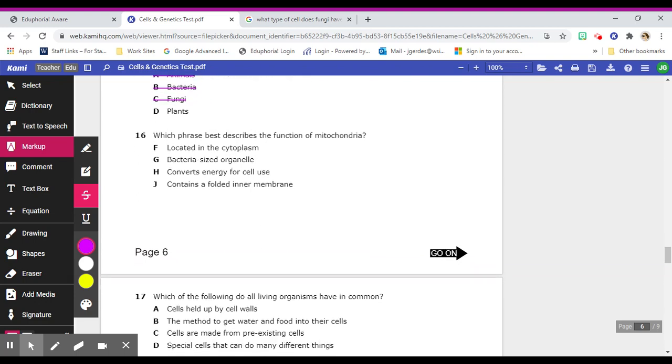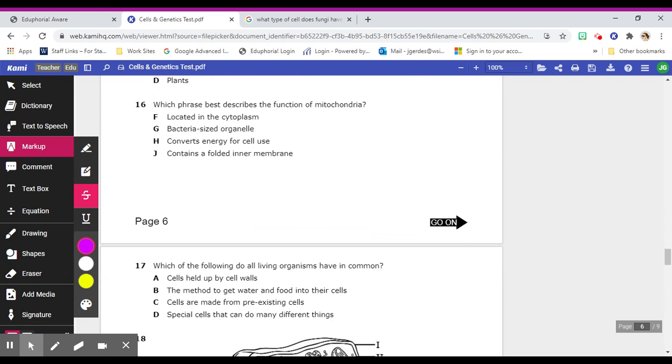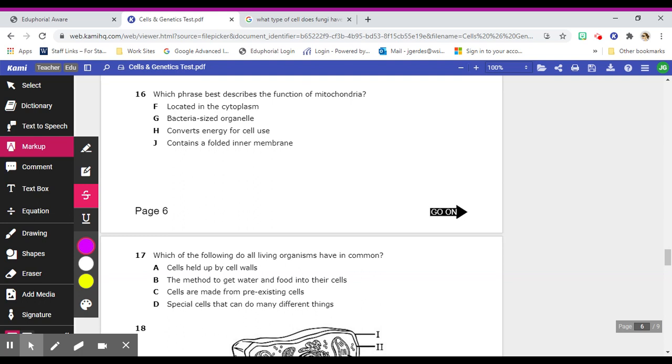Number 16. Which phrase best describes the function of the mitochondria? Okay, so we want best describes the mitochondria. Okay, so remember the mitochondria is the powerhouse. So located in the cytoplasm. Well, all the organelles inside a eukaryotic cell are inside the cell cytoplasm except for the cell membrane.